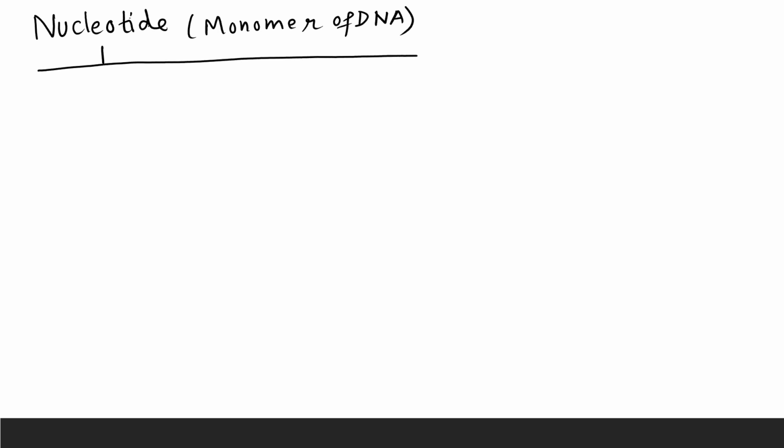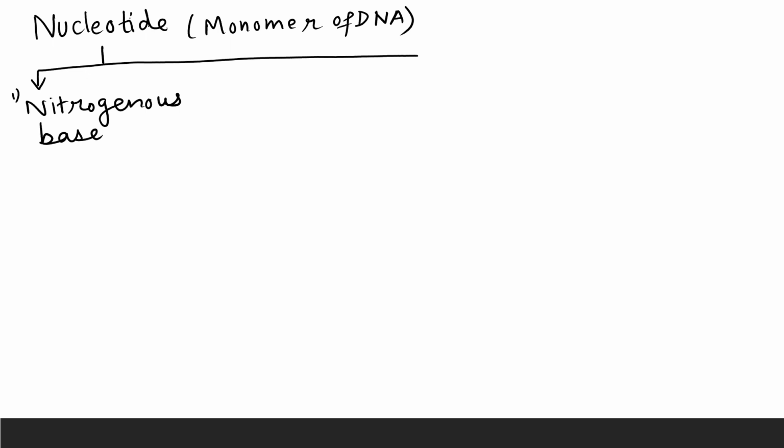So now we need to understand nucleotide, which is a monomer of DNA. Let me write this also. This is a monomer of DNA. It is made up of three things, right? Nucleotide is basically made up of three things. So what are those things? Number one is a nitrogenous base, right?